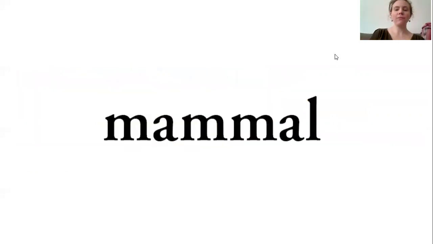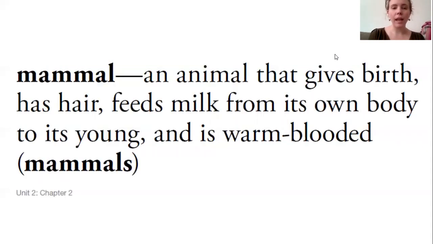All right. The next word that we're looking at is mammal. M-A-M-M-A-L, mammal. And a mammal is an animal that gives birth, has hair, feeds milk from its own body to its young. This is a long definition, so take your time and pause if you need to. And is warm-blooded.